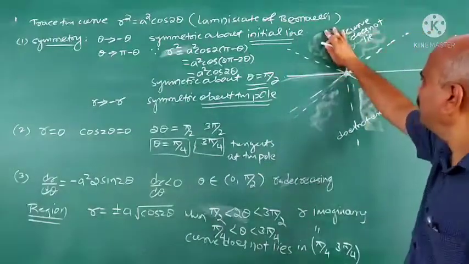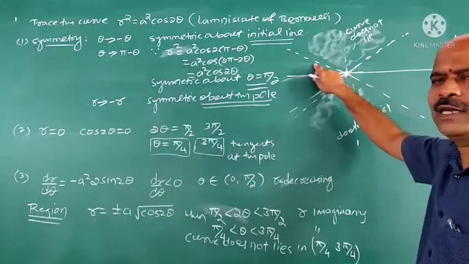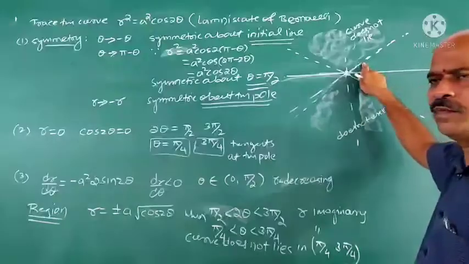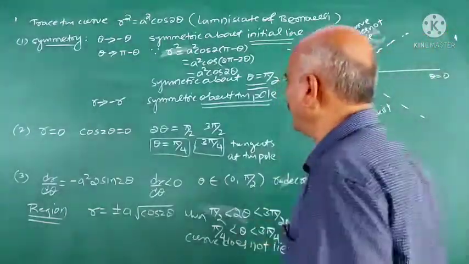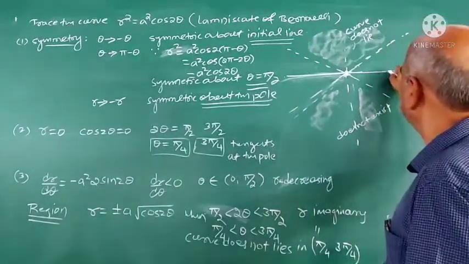See, this is the region where the curve doesn't exist. This is the region where the curve doesn't exist. This is the tangent line. The curve touches this. And when r is 0, what is this? I take this as A.